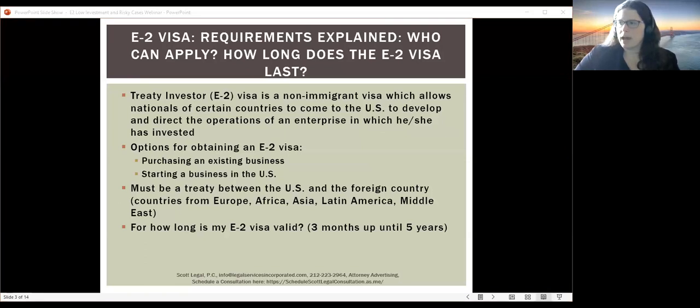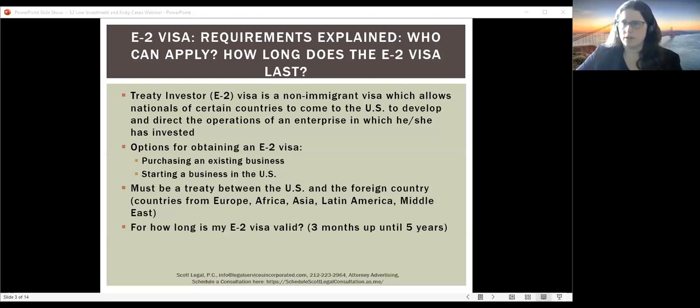Let's talk a little bit more about the E-2 requirements, how long the E-2 visa will last for. So the options, we talked a little bit about this in the last slide. The options are either purchasing an existing business or starting up a new business. And that you have to be a national of a treaty country. So there are many treaty countries, from Europe, Africa, Asia, Latin America, the Middle East, there's a list on the Department of State website. So always good to go check there.